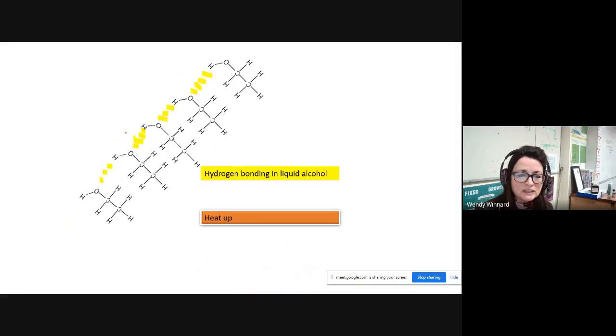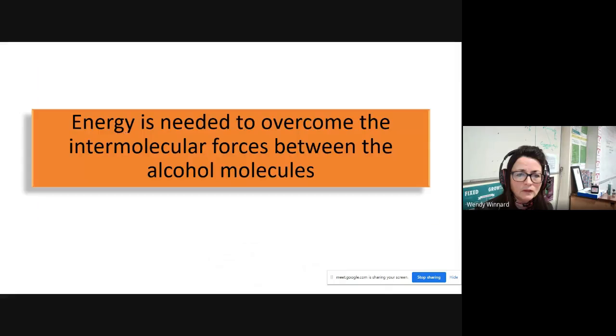If you're asked to describe them or explain why alcohol has a much higher boiling point, energy is needed to overcome the intermolecular forces between the alcohol molecules. But what are those intermolecular forces?